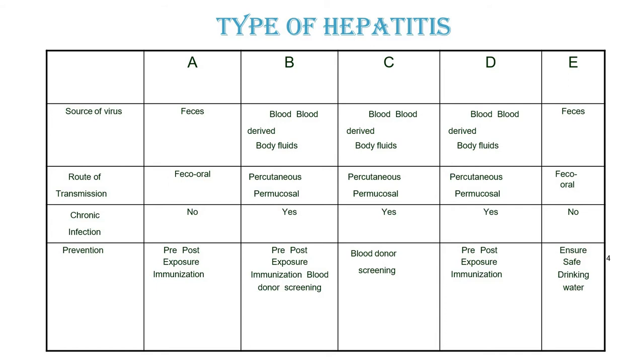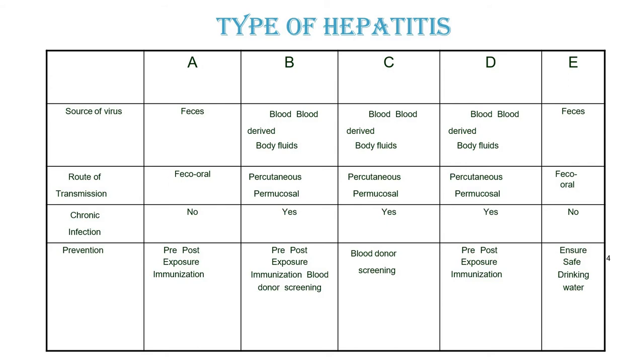Hepatitis A virus occurs in the fecal matter. Then B, in the blood and blood derivatives of the body fluid. Hepatitis C virus is also found in the blood and blood derivatives of the body fluid. Hepatitis D virus also occurs in the blood and blood derivatives of the body fluid. Again, hepatitis E virus occurs in the fecal matter.